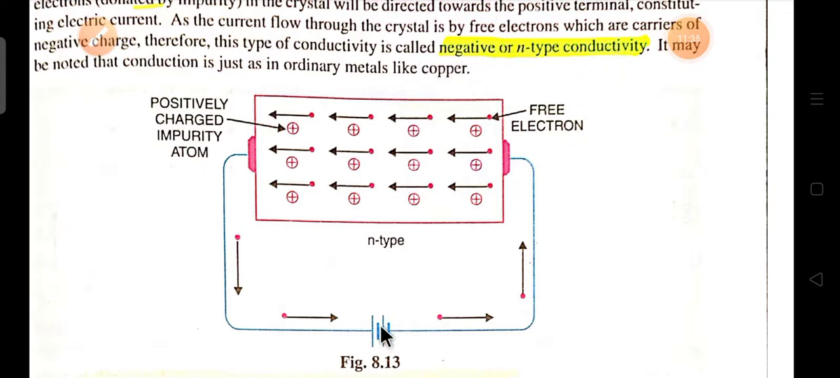Here when we apply voltage, due to the positive side, the electron is attracted towards positive and goes through the external circuit, so the flow of negative electron current is done.